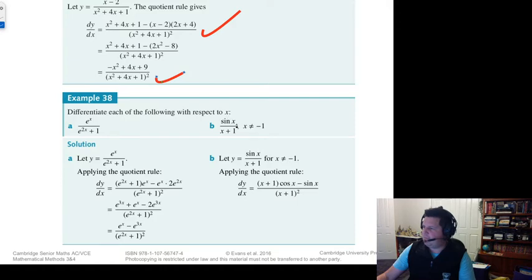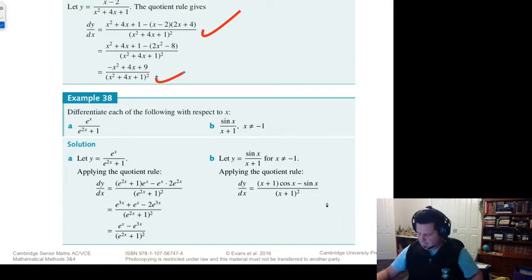Same difference here, function on the top, function on the bottom. Calculating the derivative of the top line, calculating the derivative of the bottom line, applying it into the quotient rule, and we get the solution there.